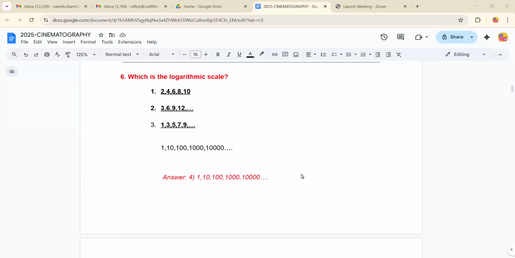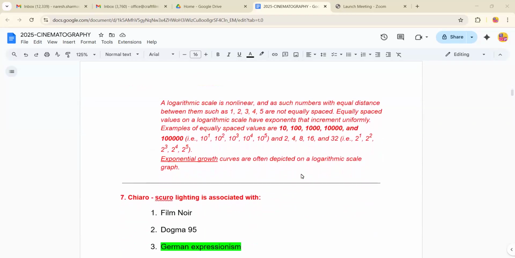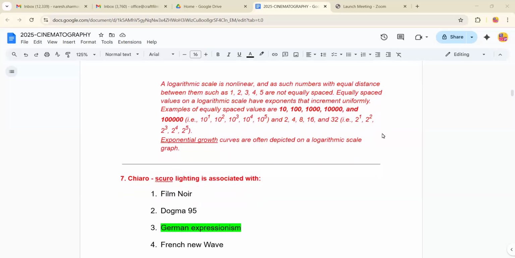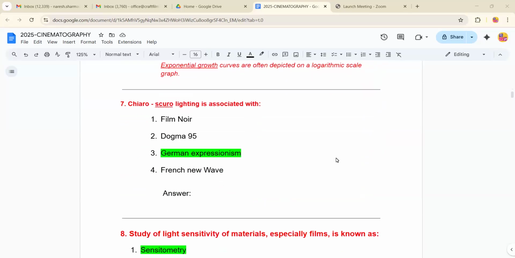The logarithmic scale question was tricky, so the correct answer was 1, 10, 100, and 1000. I have given the explanation here. A logarithmic scale is non-linear, so numbers with equal distances between them are not 1, 2, 4, 5 equally spaced. Equally spaced values on a logarithmic scale have exponential values like 10, 100, 1000. So it is 10 to the power 1, 10 to the power 2, 3. Similarly, the base could be 2 to the power 1, 2 to the power 3. Exponential growth curves are often depicted on a logarithmic scale. So this is a tricky question, but important.